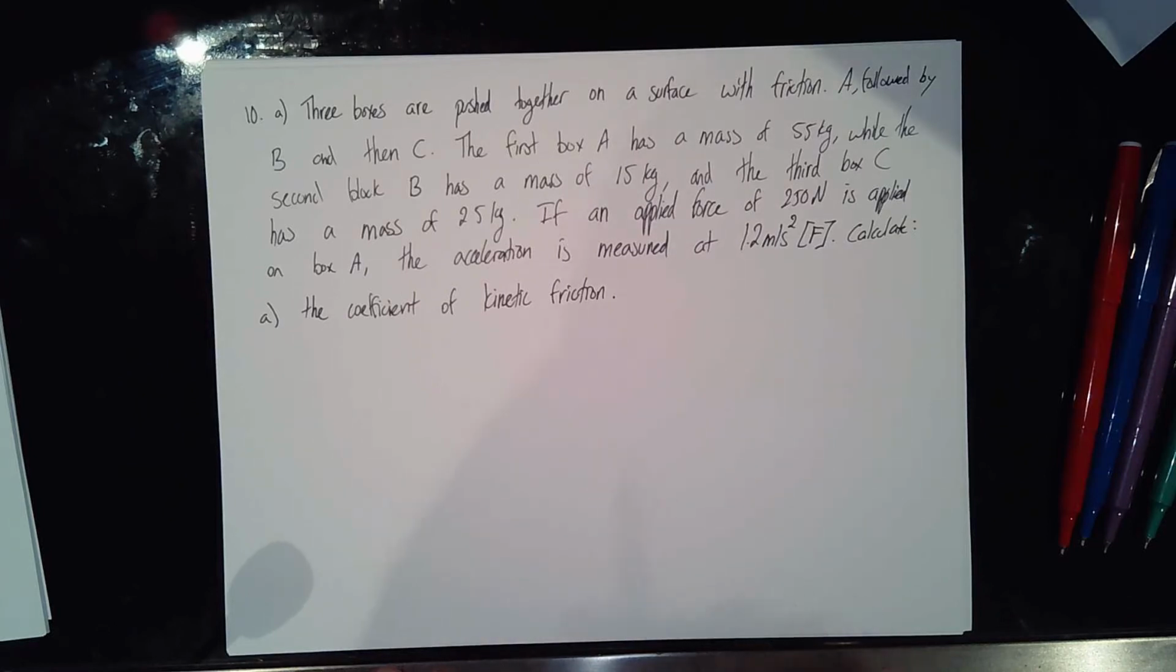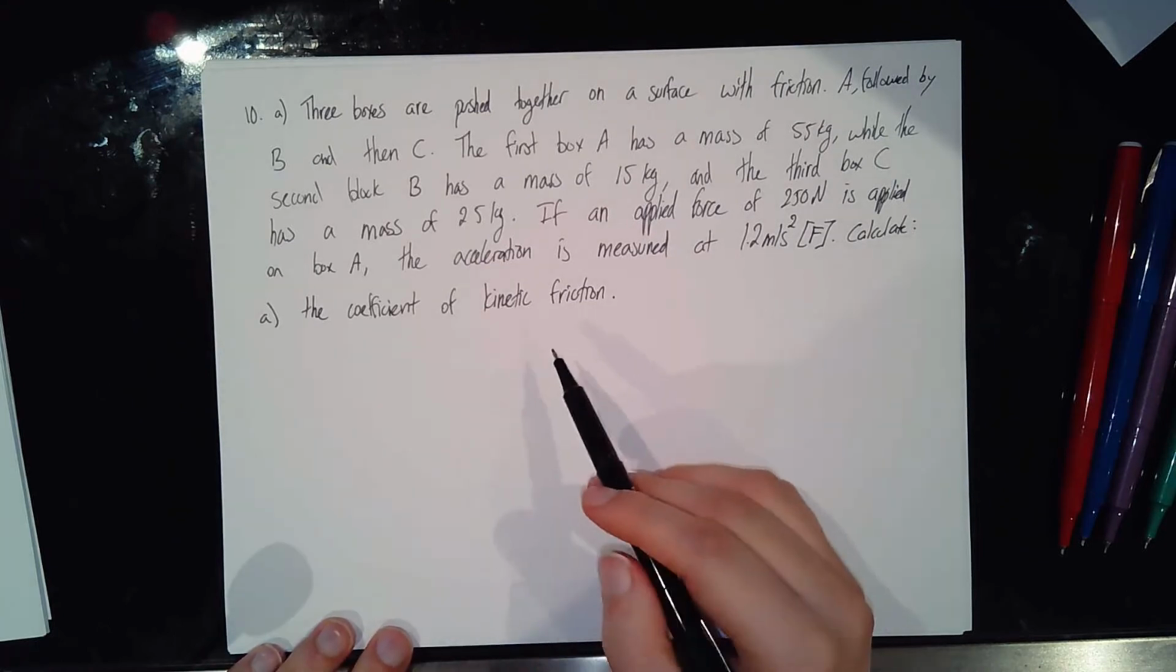All right, so this is question 10. Three boxes are pushed together on a surface with friction. A followed by B and then C. The first box, A, has a mass of 55 kilograms, while the second block, B, has a mass of 15 kilograms, and the third box, C, has a mass of 25 kilograms. If an applied force of 250 newtons is applied on box A, the acceleration is measured at 1.2 meters per second squared forward. Calculate the coefficient of kinetic friction.